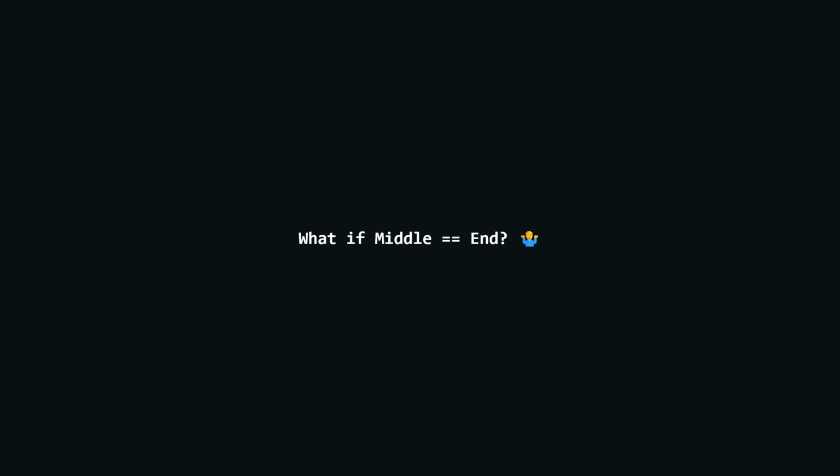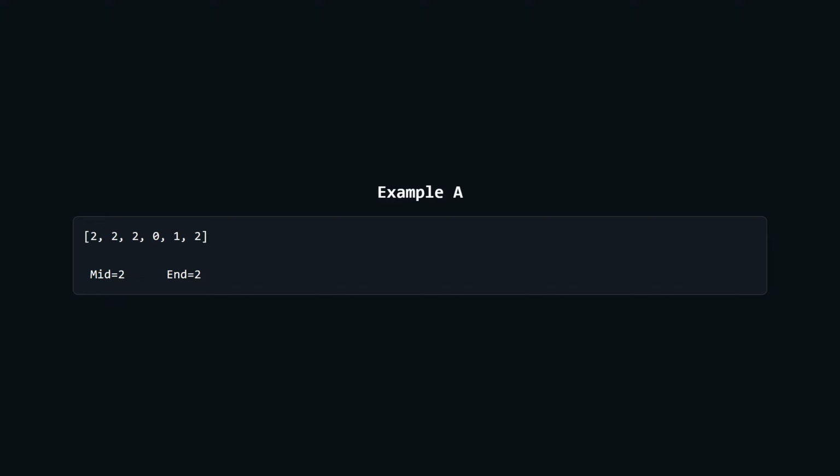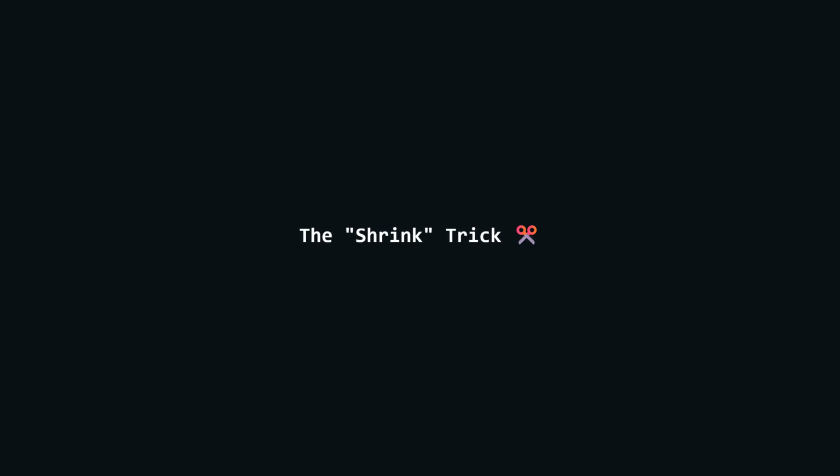What happens if the middle number and the end number are exactly the same value? Take a look at this list. The middle is a 2, and the end is a 2. The actual minimum, 0, is on the right side. But look at this completely different list. Again, the middle is a 2, and the end is a 2. But now the 0 is on the left side. We cannot be absolutely sure which half the minimum is hiding in.